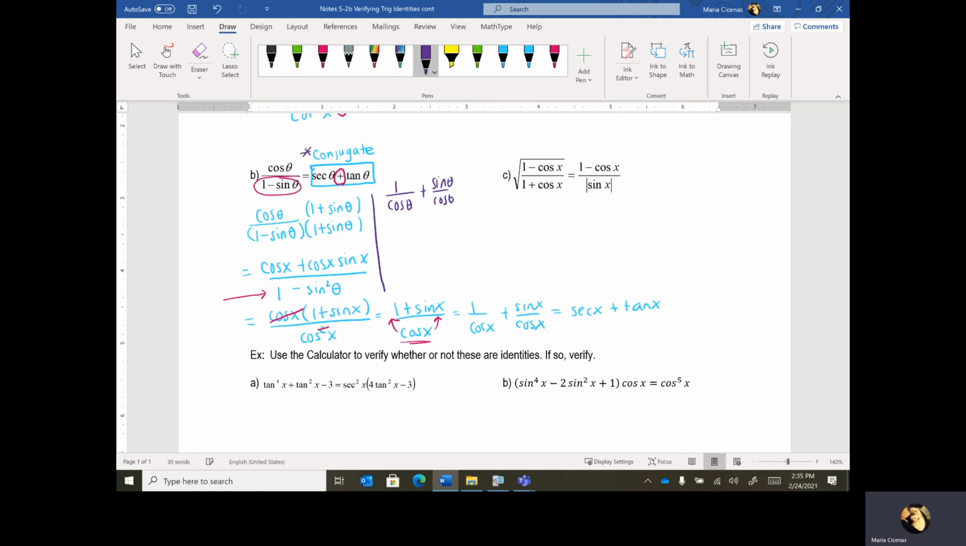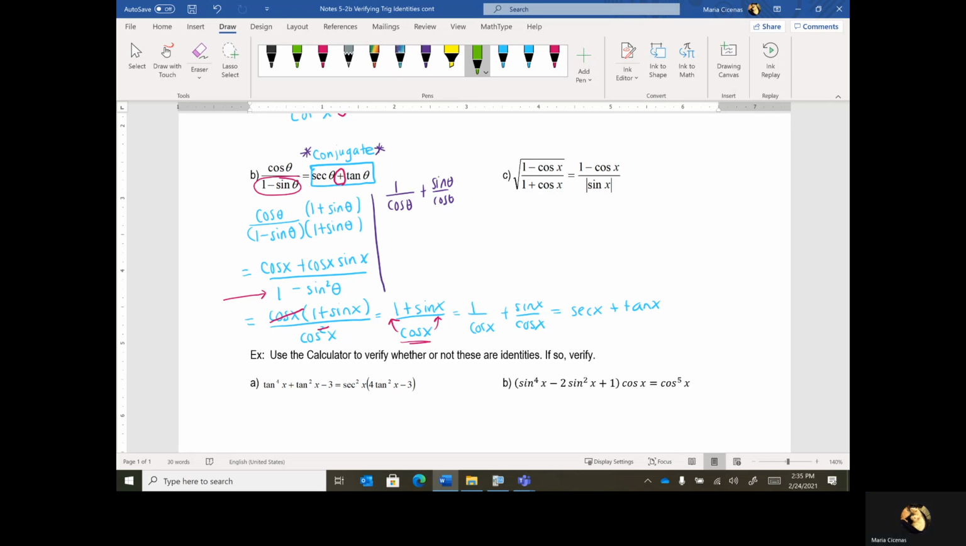I think you might have to use the conjugate again on that one, but I'll leave that for you to discover if you want to. All right, letter C. Doesn't that look like a strange mess? I remember seeing a problem like that and being intimidated by it. So if you're feeling that, I understand.